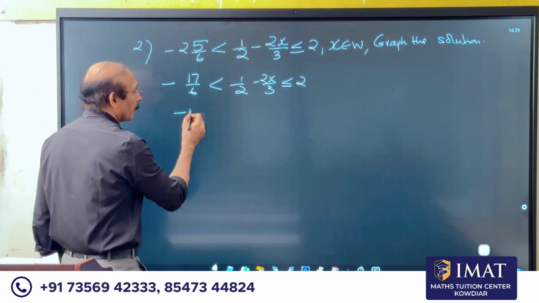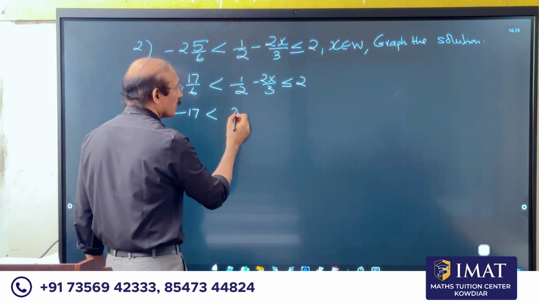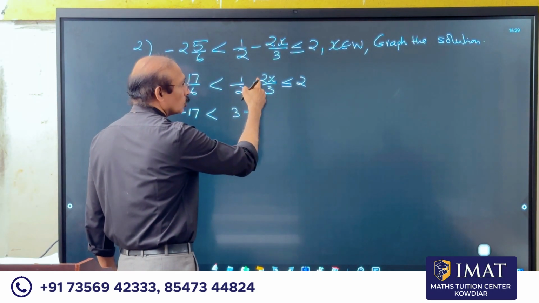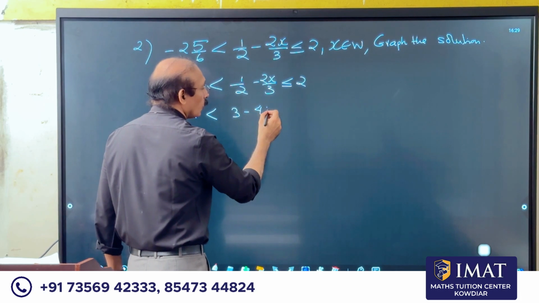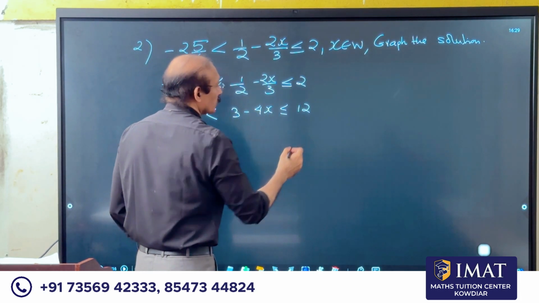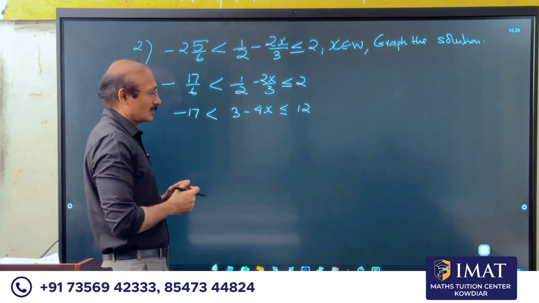So this becomes minus 17 less than, when you multiply this with 6, it becomes 3 minus. When you multiply this with 6, you'll get 2 here, here another 2, so that makes 4. 4x less than or equal to 6 into 2 is 12. So just see whether you have understood this one. If not, just pause the video and you can see this.